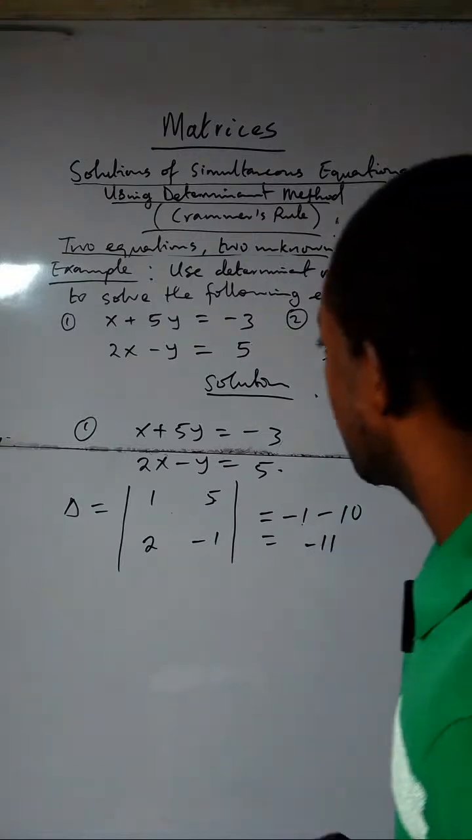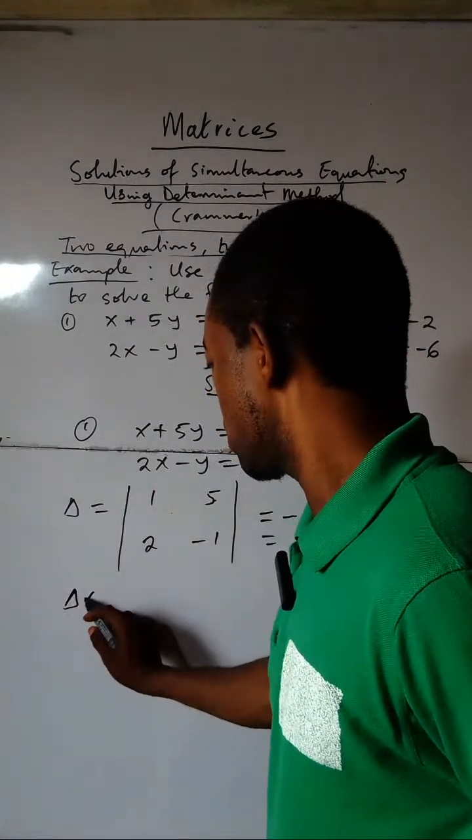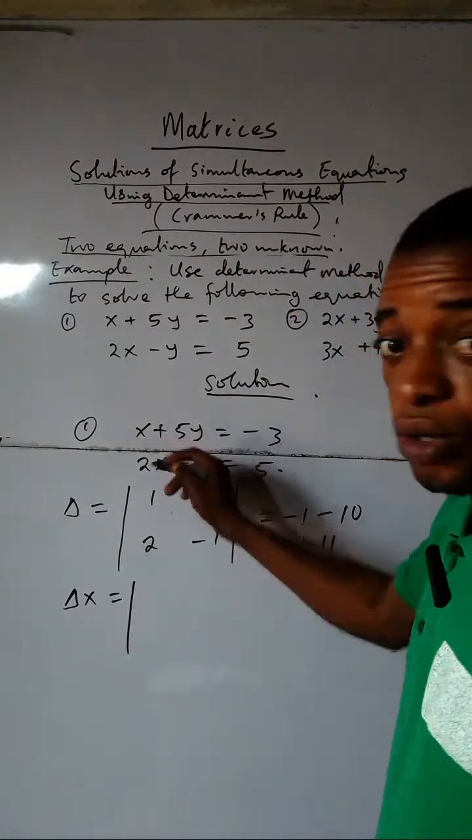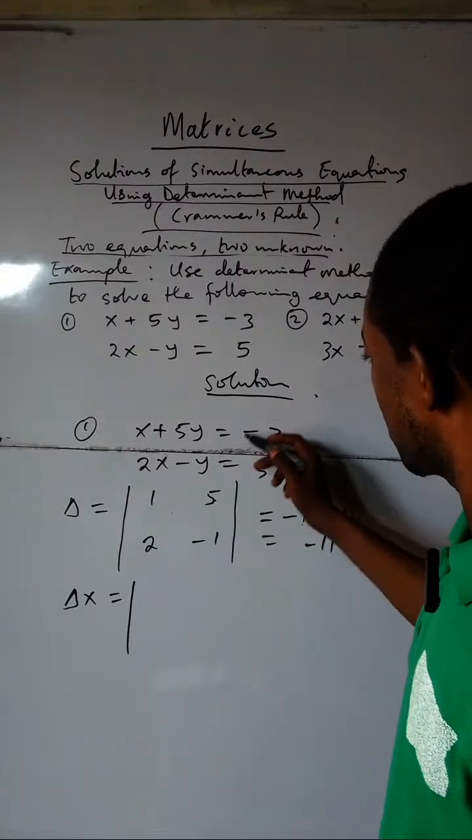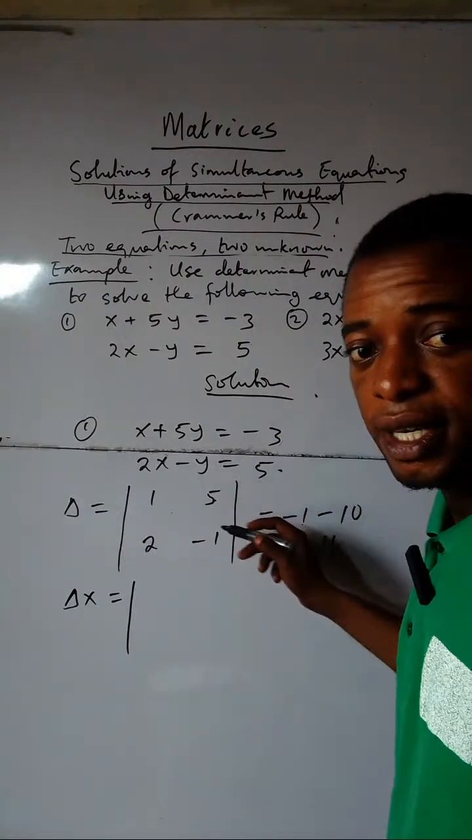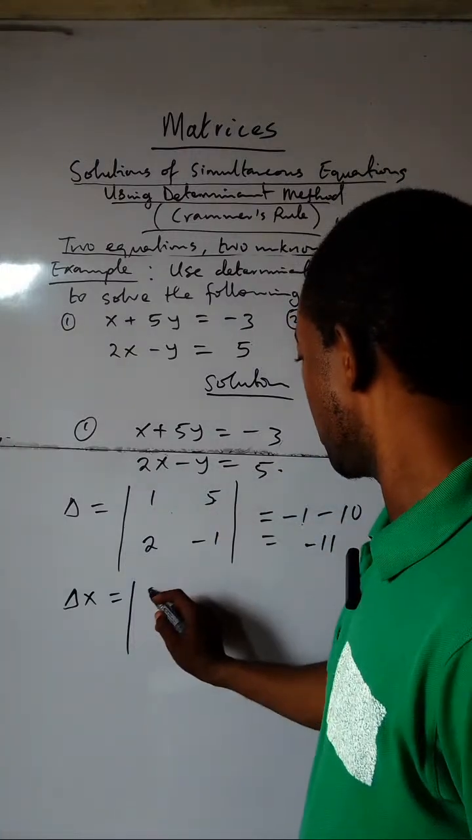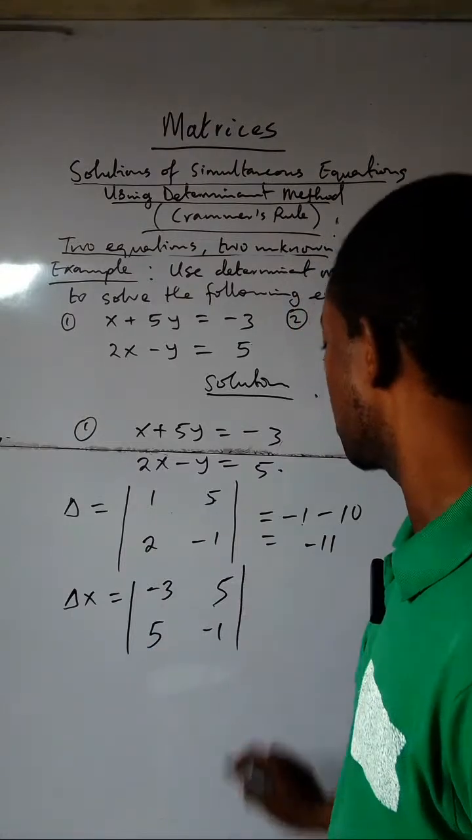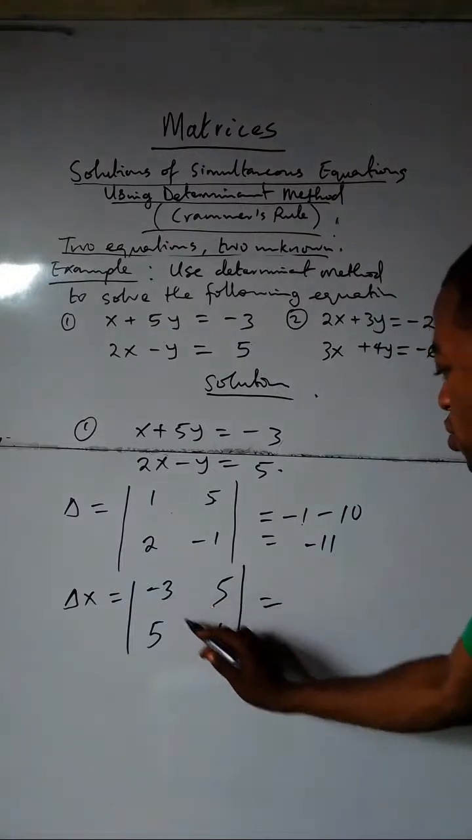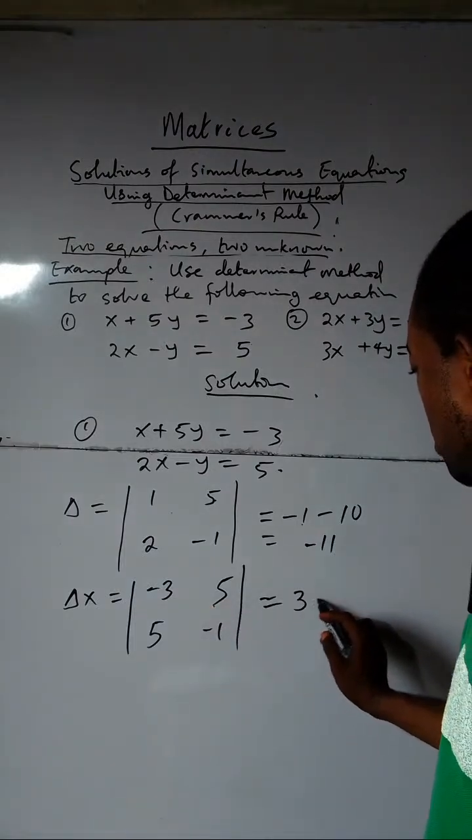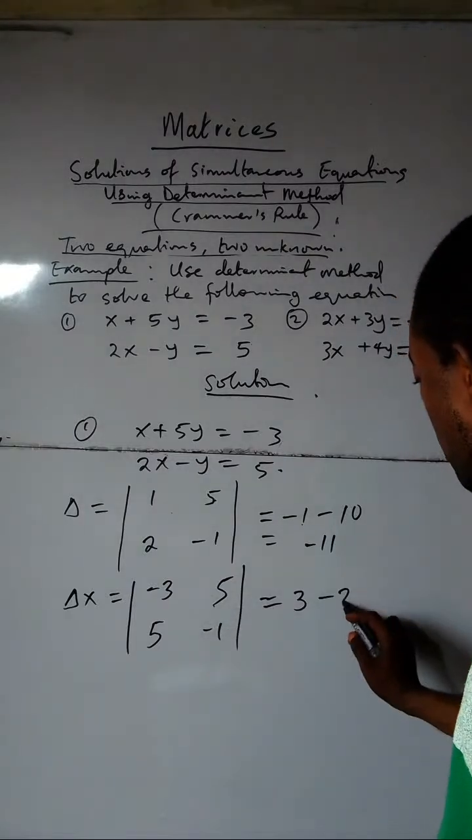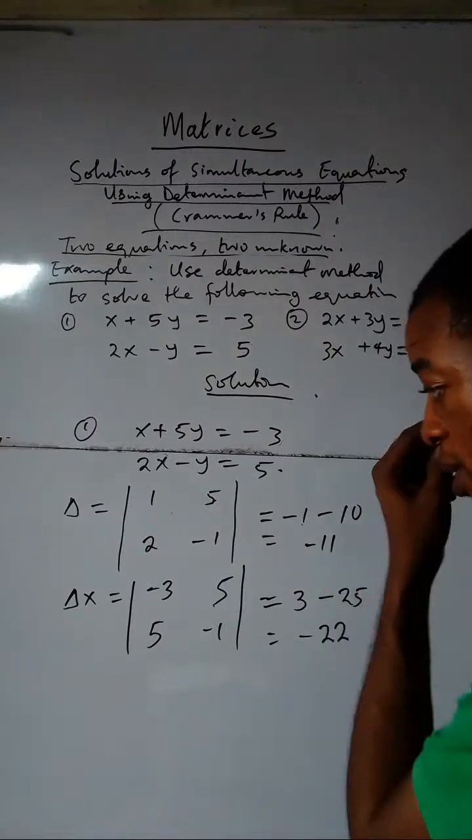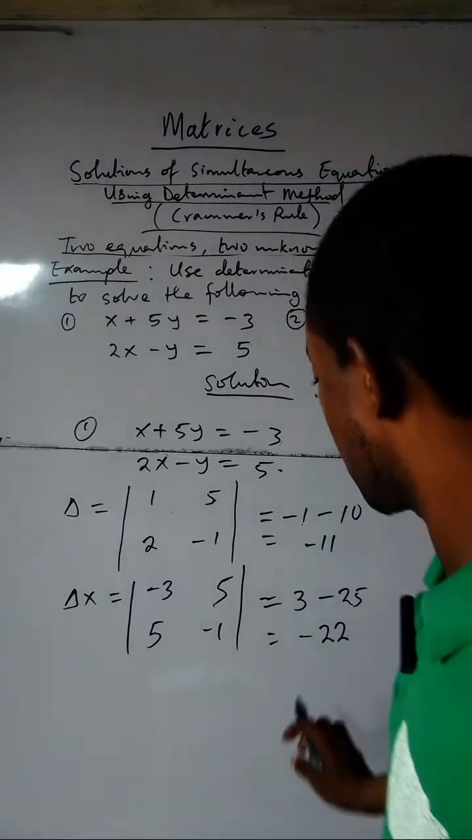So that's the determinant. Then the next thing, find the determinant with respect to x. Here, we remove the first column, which is the column for x, then replace that with the constants, that is the variables on the right hand side. Here we now have minus 3, 5, then 5, minus 1. When we solve this, minus 3 times minus 1, that's plus 3, then minus 5 times 5, that's 25, which implies we have minus 22. So determinant with respect to x is minus 22.